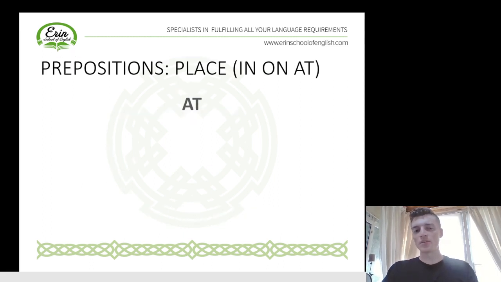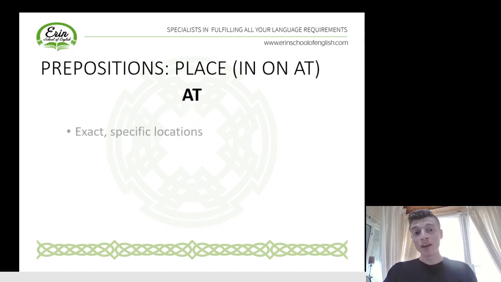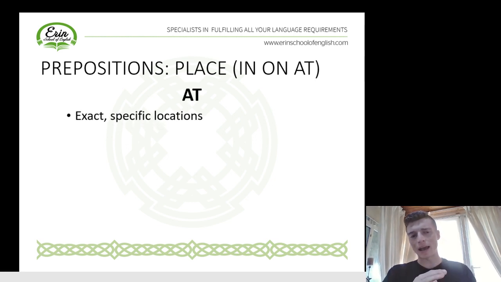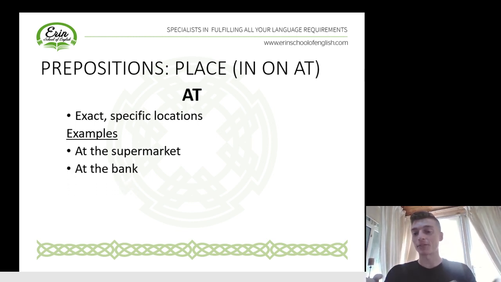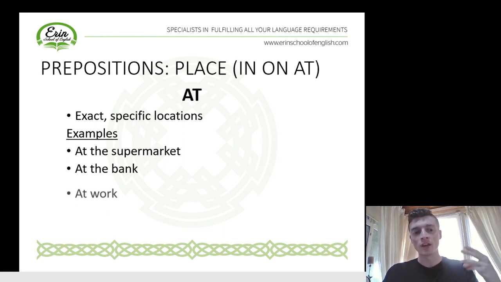The final preposition is at. Now, at, it's a little bit more interesting because we use at to refer to exact or specific locations. Now, some examples of these could be at the supermarket. John is at the supermarket doing his shopping. You can be at the bank. At a bank, the supermarket, these are places you'll find around the town. So generally for places you find around the town, think about the supermarket, bank, the post office.